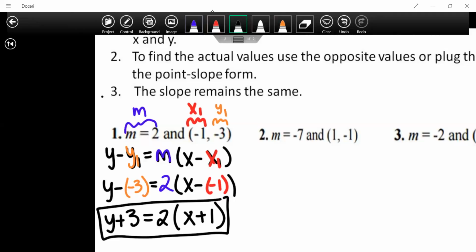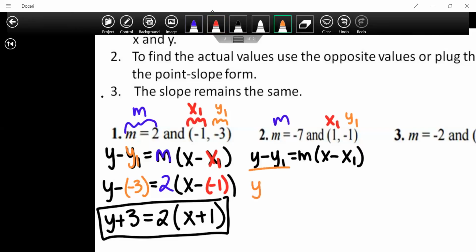So for number 2, we're going to write y minus y1 is equal to m times x minus x1. You could still associate with them. I'm going to have m, x, and y. So looking at my y value first, because we're looking at the y's here. So what's my opposite to negative 1? So it's going to be y plus 1.